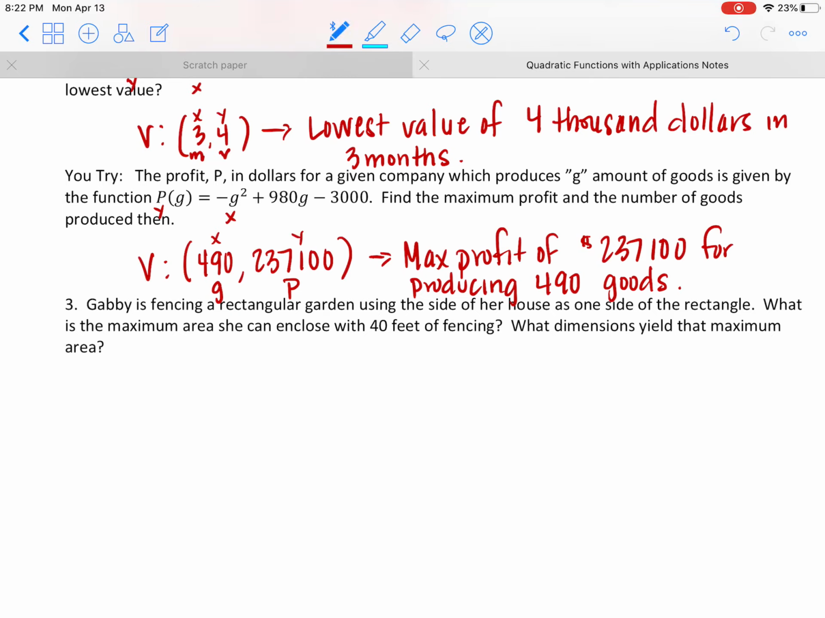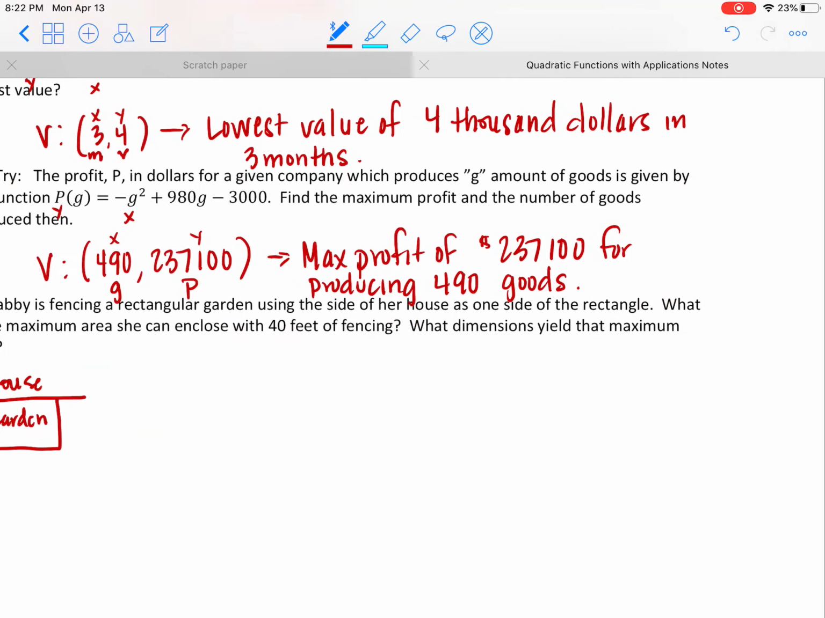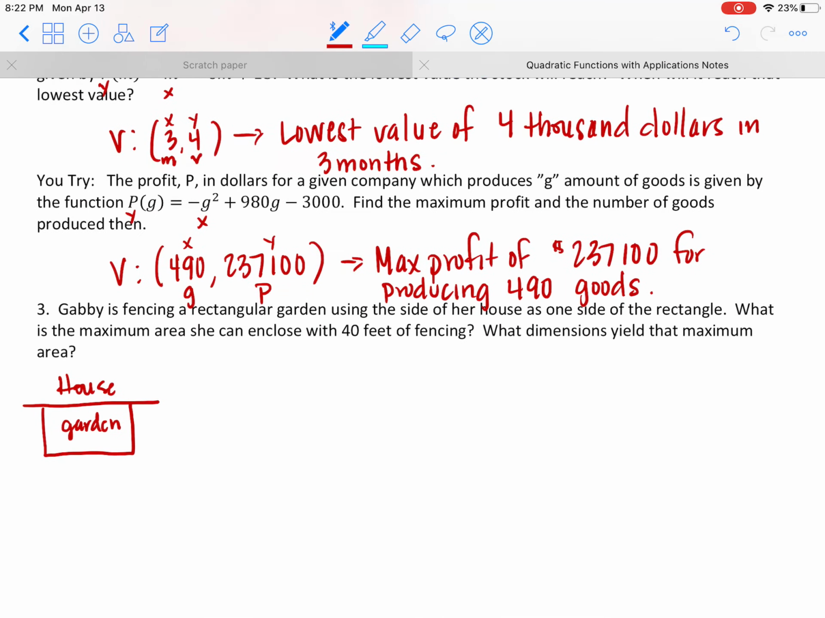So let's just try to lay out our information here, right? She's got her house, and butting up to the house, she's going to fence in this rectangular garden. Okay? So this is the house here, and then this is the garden that she's trying to fence in. Now, we're trying to find the maximum area she can enclose with 40 feet of fencing. If she puts 40 feet of fencing around this thing, that's the perimeter of the garden. So this 40 feet of fencing represents perimeter.